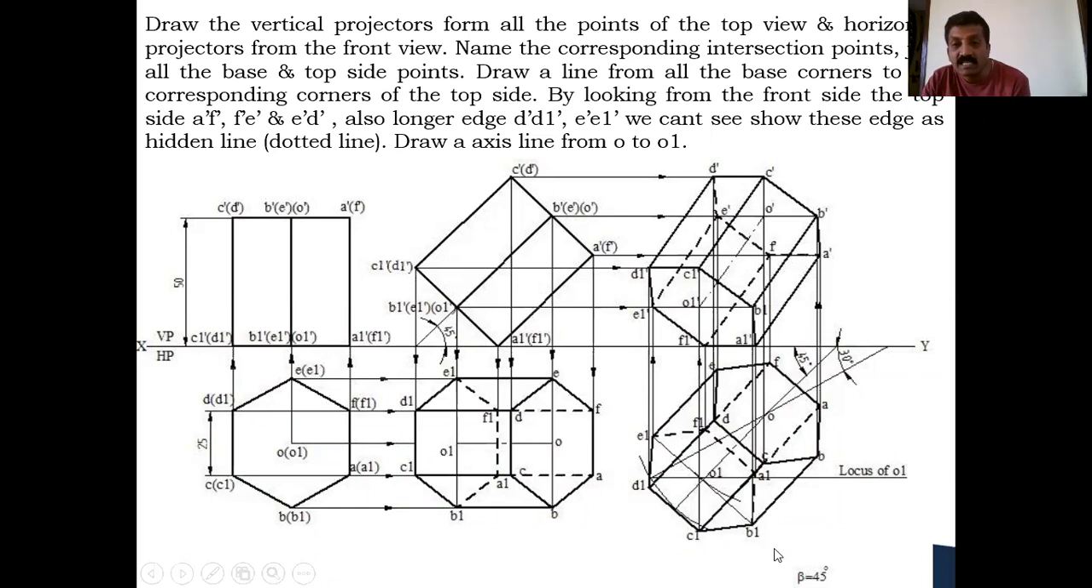Coming to the longer edges, you are looking from here, B1 to B you can see. Where is B1 to B? B1 to B you can see. C1 to C you can see. D1 to D you can see, becomes the outermost boundary line. E1 to E you cannot see, hidden edge. Next, F1 to F you cannot see, it's behind, it's a hidden edge. So like this you have to analyze.